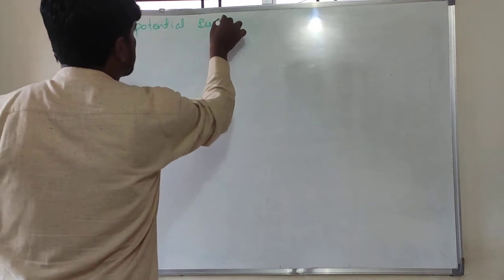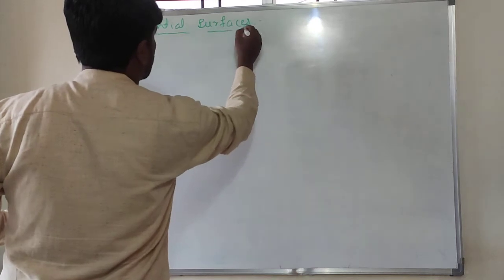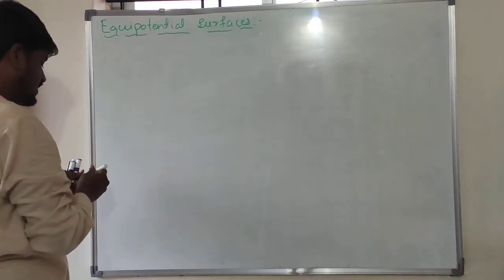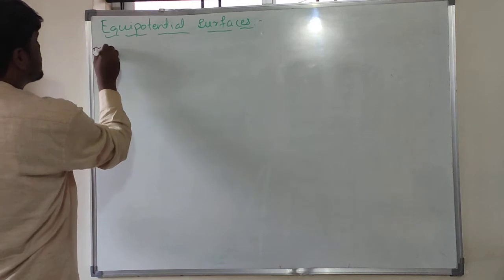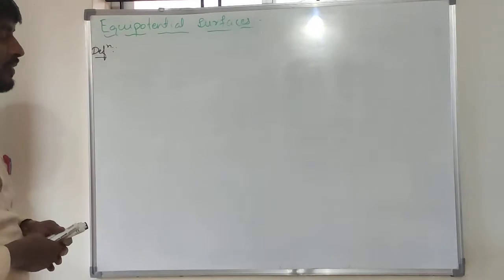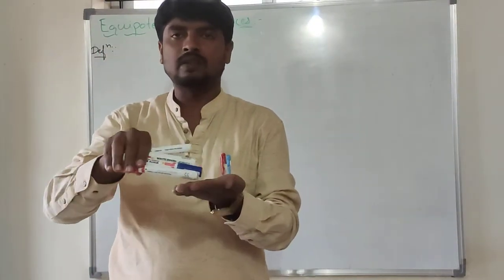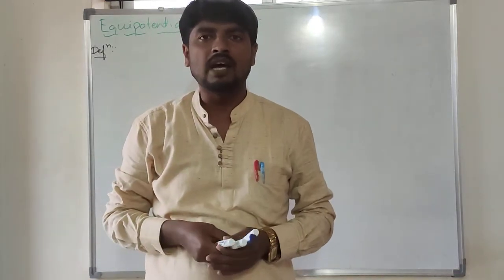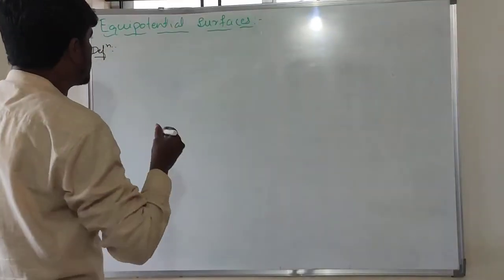As the name suggests, equipotential surfaces are surfaces with equal potential. The surfaces with equal potential are called equipotential surfaces. If I take a surface and measure the potential at any point on this surface, the potential value remains the same. Such surfaces are called equipotential surfaces. Let me write the definition of the equipotential surfaces.